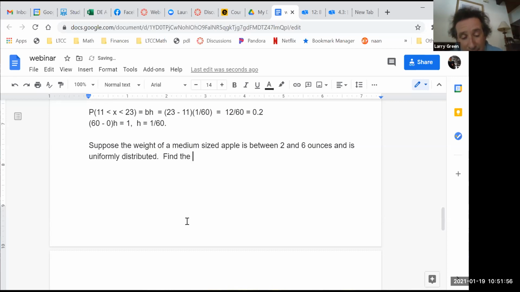Find the 34th percentile for medium-sized apples. Any questions on the question? Any questions?